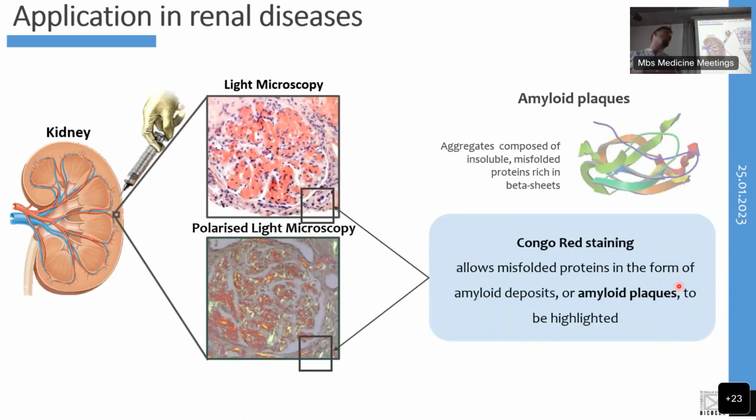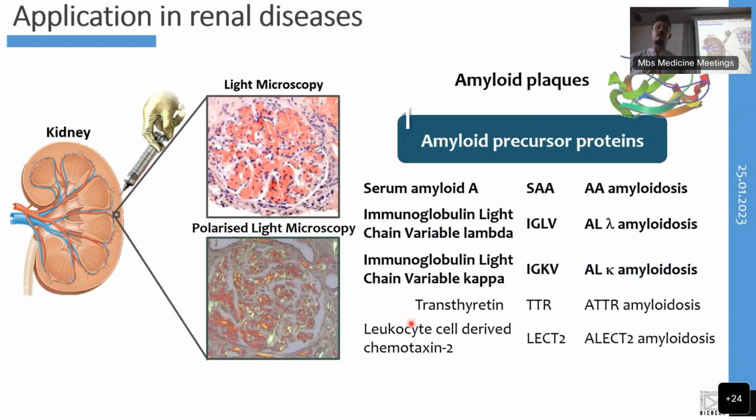So of course we know, as a general rule of thumb, renal amyloidosis is detected with the help of Congo red staining, which can be highlighted with the help of light microscopy or polarized light microscopy, which leads to the presence of this green birefringence. And it enables us to detect these misfolded proteins which have accumulated in the form of these plaques or deposits. And these occur as a result of a misfolding of a variety of different proteins, such as serum amyloid A, immunoglobulin lambda, immunoglobulin kappa, among others.